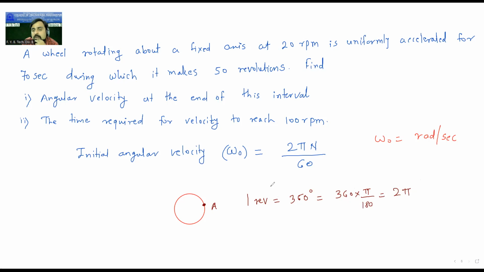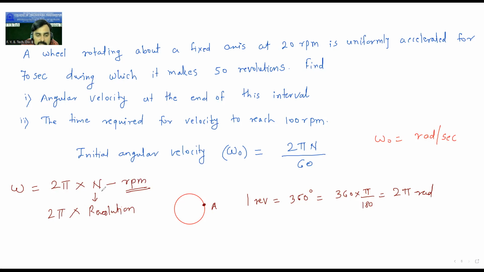So here you can see 20 revolutions per minute. So 20 revolutions per minute means what? Here you can see omega. The formula is 2 pi into n. So n is measured in revolutions. And if you multiply these revolutions by 2 pi, the unit of 2 pi is radian. And these revolutions are in revolutions per minute.